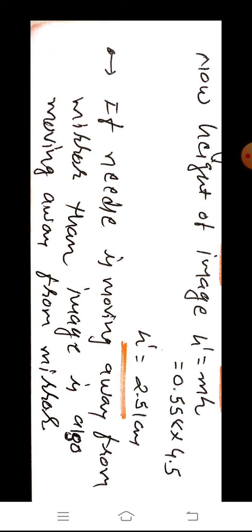Just check about the convex mirror. Just take the example of the convex mirror as the side glass of vehicles. Whenever an object is moving towards you, means towards the mirror, then the image is also moving towards the mirror. Whenever the object is moving away from you, matlab from the convex mirror, then the image is also moving away from the convex mirror. That's why whenever the needle is moving away from the mirror, then the image is also moving away from the mirror.